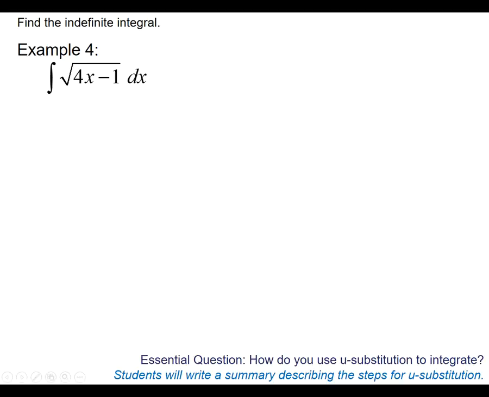Alright. So let's talk about this one. What's our inner function this time? 4x minus 1. Okay, so write that down for yourself. U equals 4x minus 1. You don't have to write the word let.